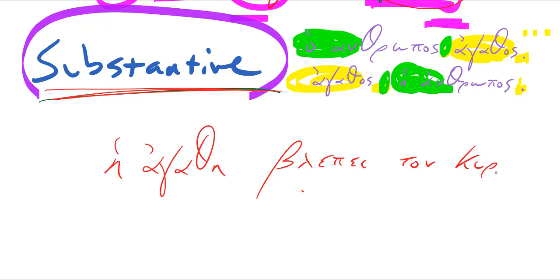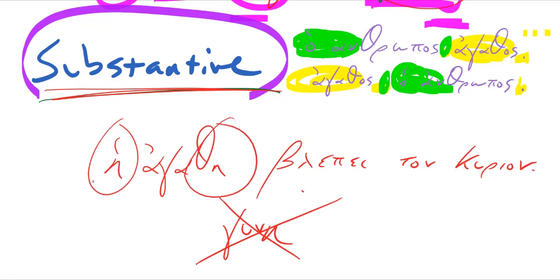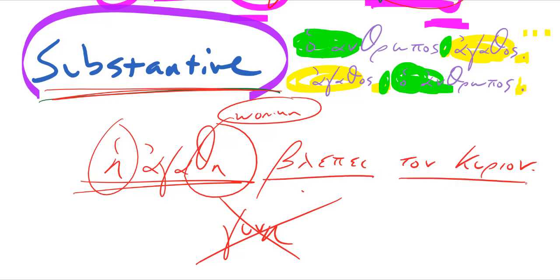right? I don't have to have the word gune here. In fact, Greeks probably would not use it. They would just use a feminine form of the word agathos, implying this is a woman. So we'd have to provide the word woman in our translation. The good woman sees the Lord.